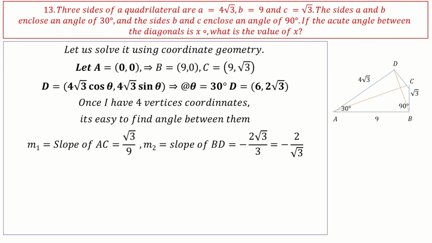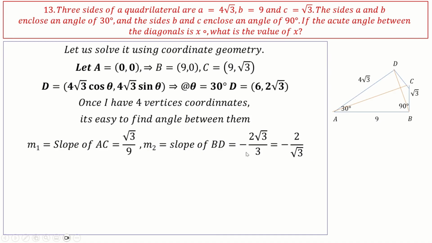First is the slope of AC, one of the diagonals, M1 I will call it. For AC I have coordinates (0, 0) and (9, root 3). So root 3 minus 0 divided by 9 minus 0, which is root 3 by 9. This is my slope of AC, M1.